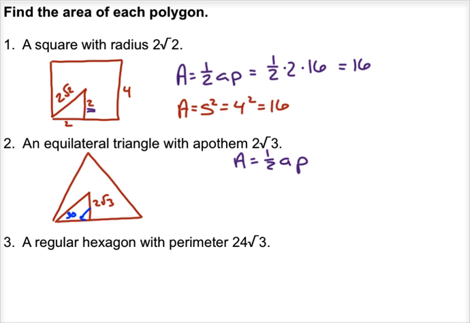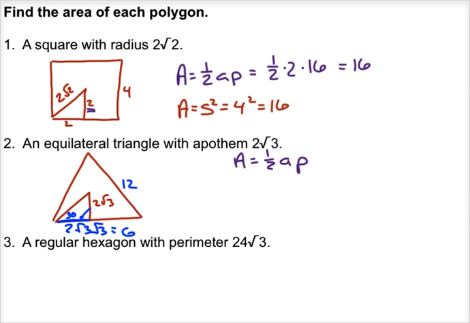So if I go from 2 square roots of 3 to that piece, it gets bigger by the square root of 3. So it's going to be 2 square roots of 3 times the square root of 3. Well, I know the square root of 3 times the square root of 3 is 3. 3 times 2 is 6. So if that much is 6, an entire side of the triangle must be 12.